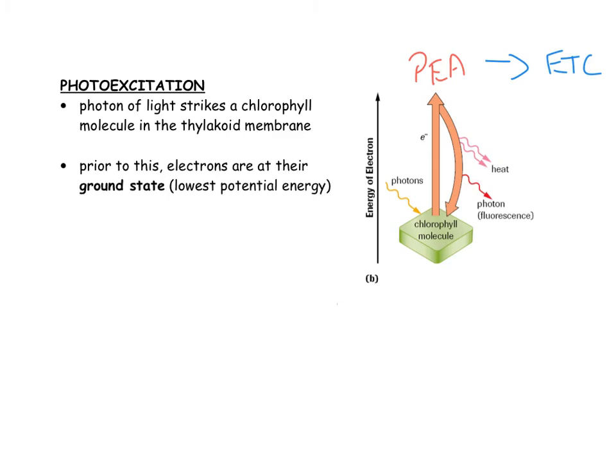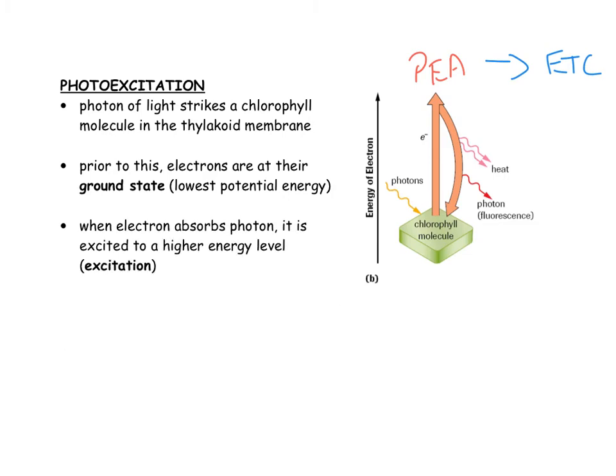We know that before that, those electrons are going to be in what we refer to as the ground state. That just means they're in their everyday position where they would be with their lowest potential energy. But as soon as that photon hits our chlorophyll molecule, that's going to cause that electron to be promoted to a higher energy level. That is what we refer to as photoexcitation. That there is the photoexcitation.